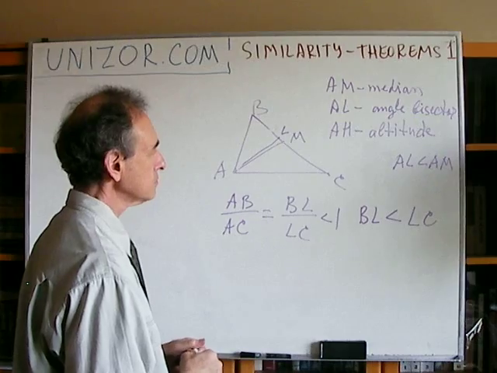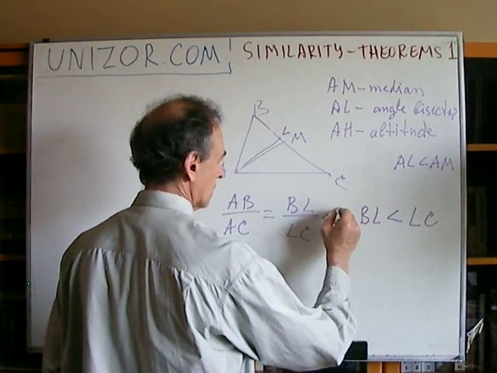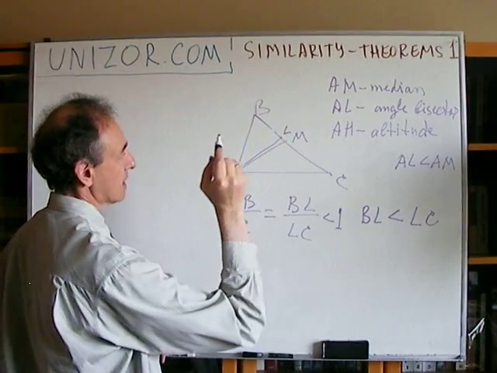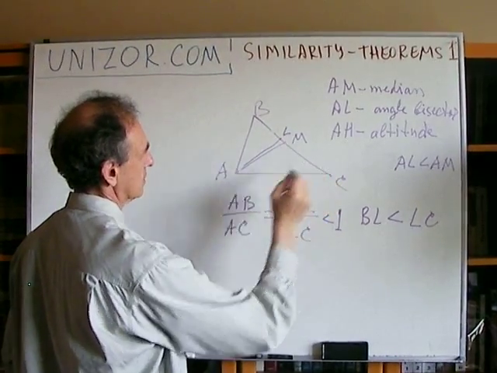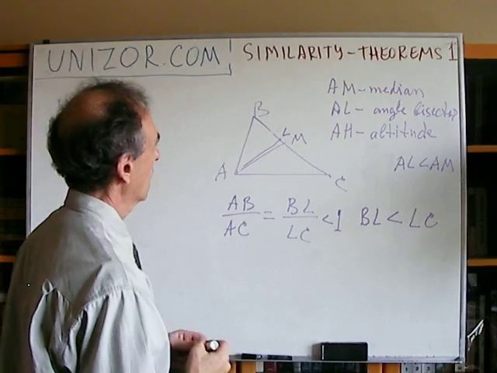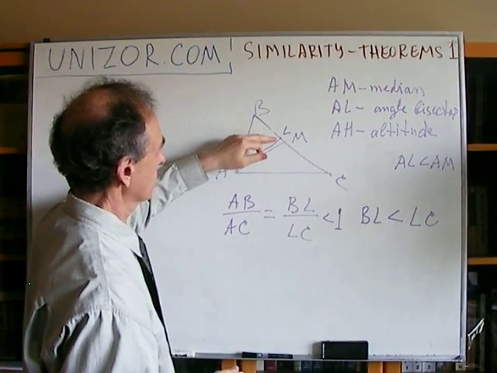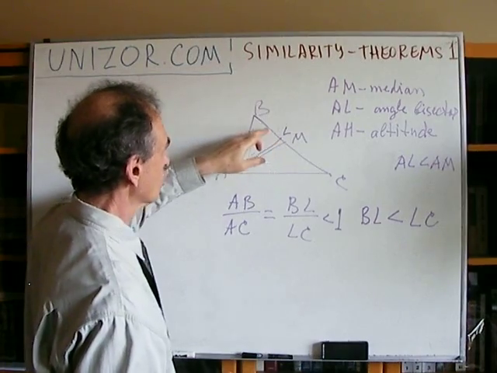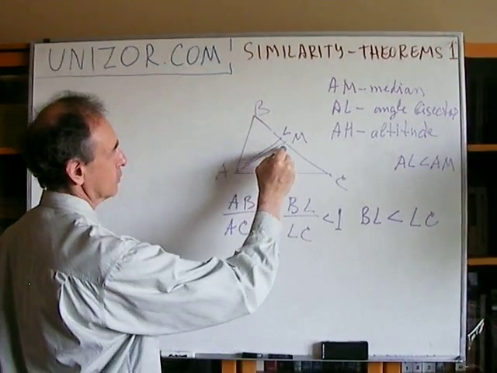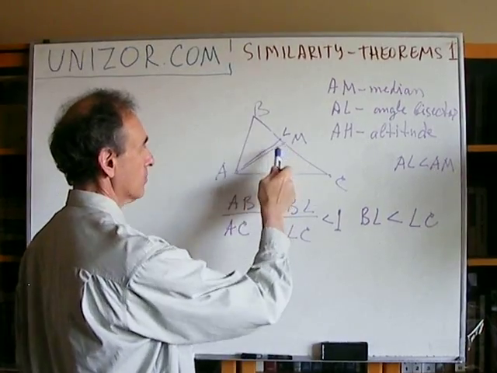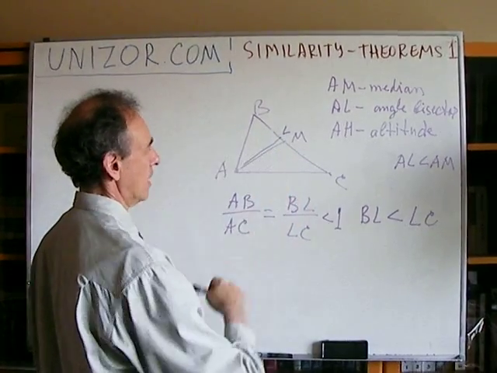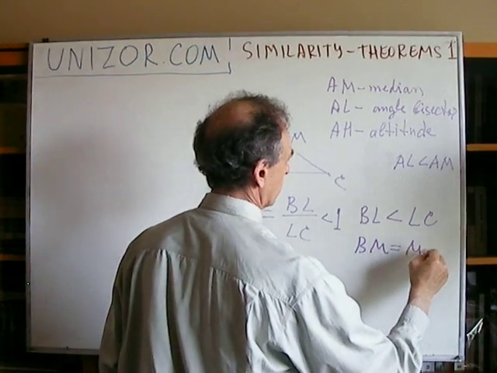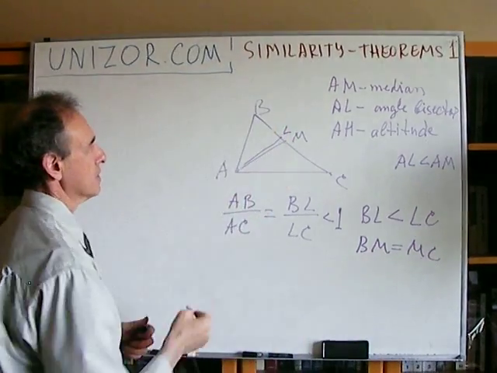Now, since BL is less than LC, then the point L is shifted towards B from the midpoint, because M is a midpoint, BM is equal to MC, because AM is a median.